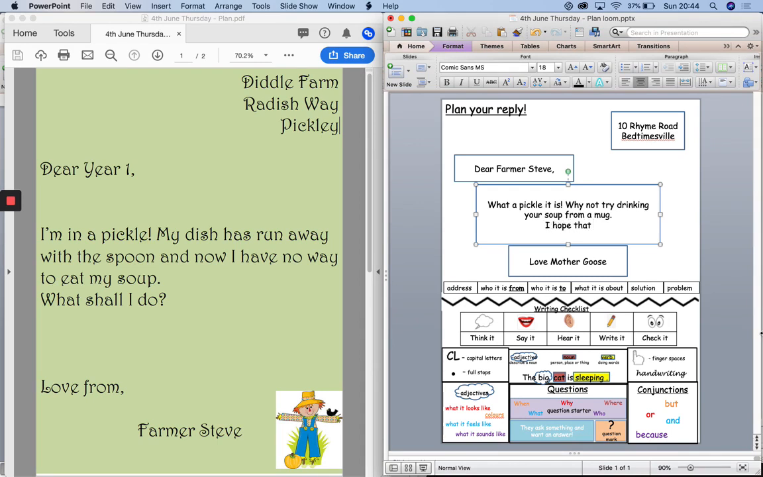that your dish and spoon return home soon. Love, Mother Goose. Now just having a look at my checklist down here, I'm going to check that I've got everything I might like to use in here.